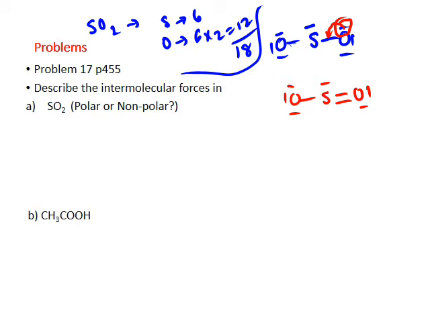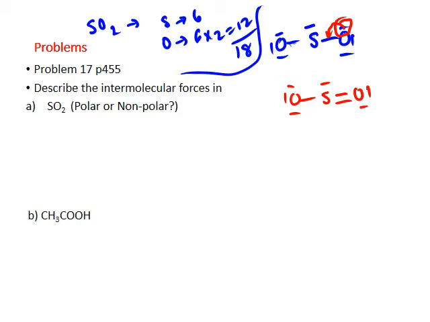Now we need to know the shape, because whether it's going to be a polar molecule or not would depend upon what kind of shape it would have. If it's linear, the sulfur-oxygen interactions on both sides would completely balance and make it a non-polar molecule. So we don't know whether it's linear or not. Let's first figure that out.